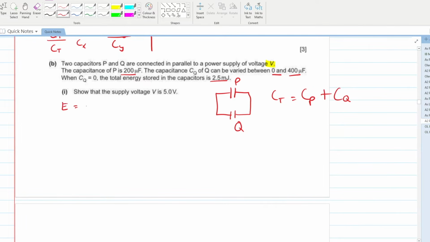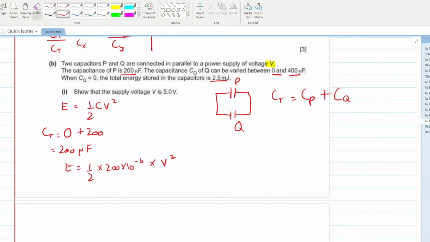Okay. Energy is equal to what? 1 upon 2 CV square. Now the C here is the total capacitance. If the capacitance of Q is 0 and capacitor P की C क्या है? 200. What will be the total capacitance? 200 microfarad. You can place C की जगह 200 microfarad. 1 upon 2 into 200 into 10 raised to the power of -6. Voltage की value हमें नहीं पता. Place a V square here. Do we know the energy की value? Yes, 2.5 millijoules. Place 2.5 millijoules here. 2.5 into 10 raised to the power of -3.